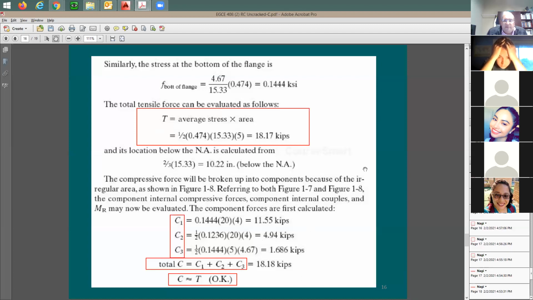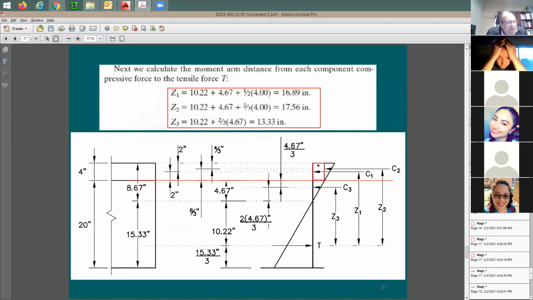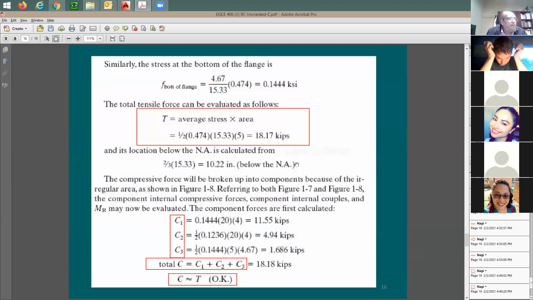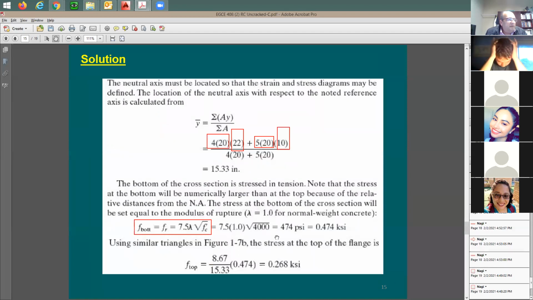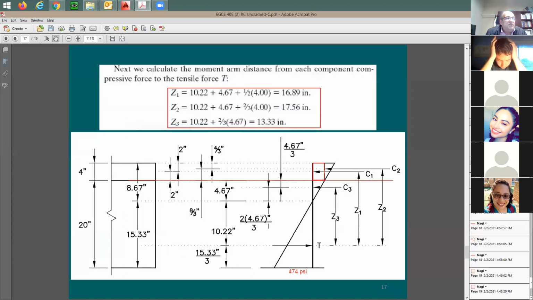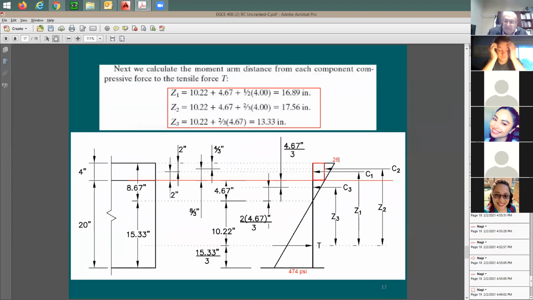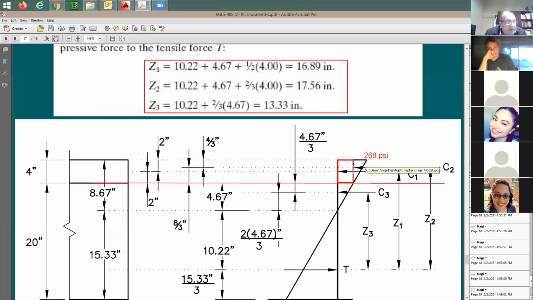How about the compression force? As I said, I'm going to have here 3 forces. Where's the first one? The first one is going to be based on this amount of stress. I know the bottom stress, as we discussed, is going to be 474. Am I correct? Please, yes or no? Do I remember the number correctly? Yeah, 474. How about the stress at the top? 268. So I'm going to say the stress here on the top is going to be 268 psi. What do you mean 268? From where to where? I'm going to say from here to here.